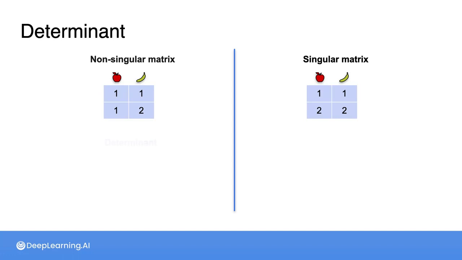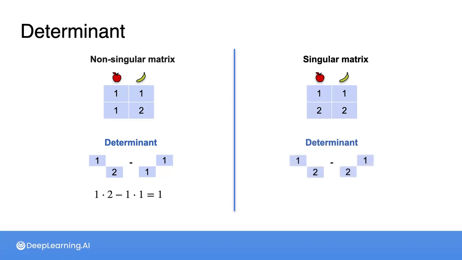So let's calculate the determinants of these two matrices in the ongoing example and see what you get. The first matrix has determinant 1 times 2 minus 1 times 1, which is 1. And the second one, 1 times 2 minus 2 times 1, which is 0. So notice that the first matrix, which is non-singular, has a determinant of 1, which is non-zero, and the second matrix, which is singular, has a determinant of 0. This is no coincidence, this is always going to be the case.